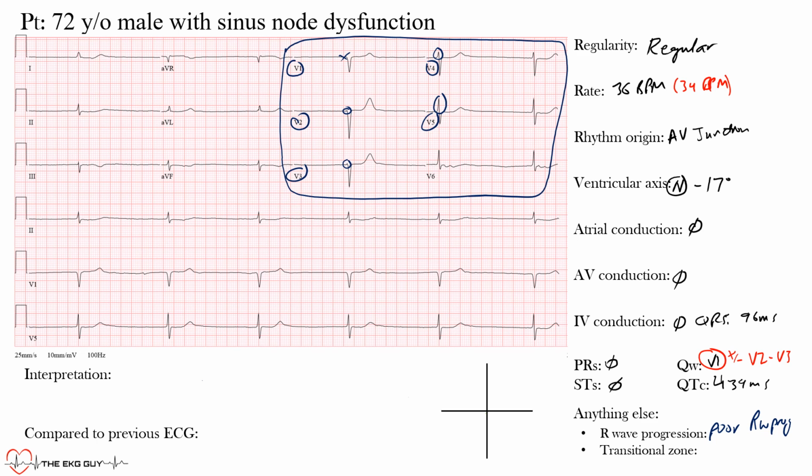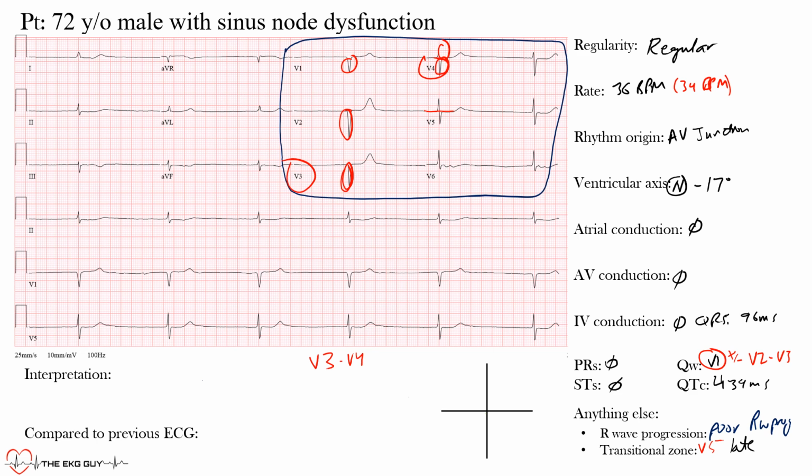Next is the transitional zone, and this is where you're going from mostly negative complexes to mostly positive complexes, the QRS complexes, in the precordial leads. So you'll notice here that these are mostly negative, mostly negative, mostly negative, still mostly negative, and maybe here you start to get almost an isoelectric or maybe slightly positive. So the transitional zone here is right around V5, I would say, but normal is between V3 and V4. Between V3 and V4 you should see that change from mostly negative to mostly positive, but we don't see it. We see it occurring later, and because of that, we call that a late transition.